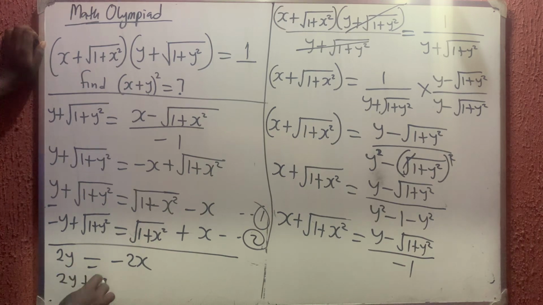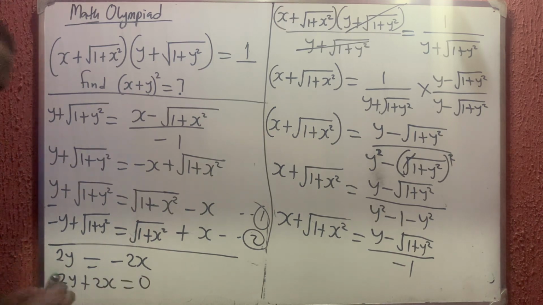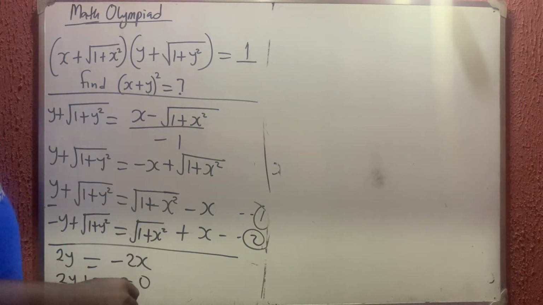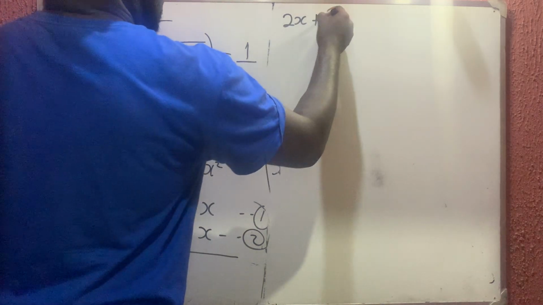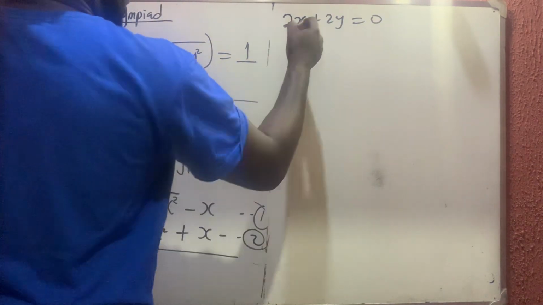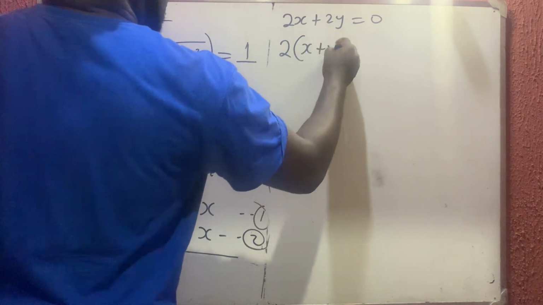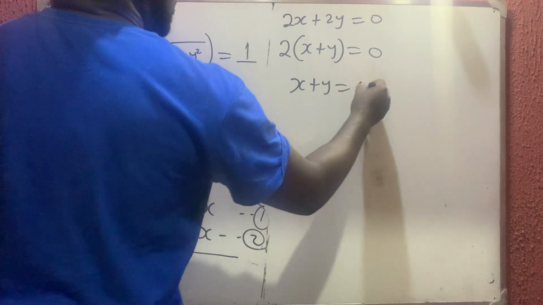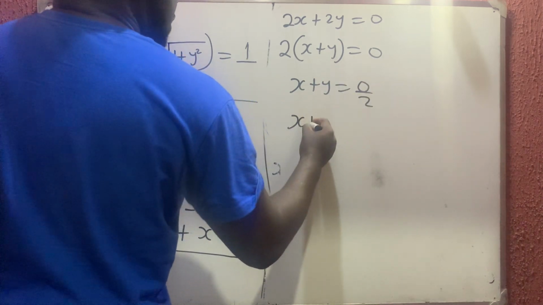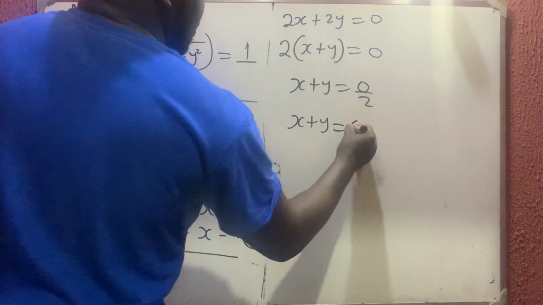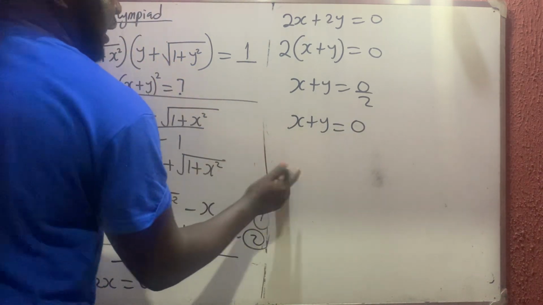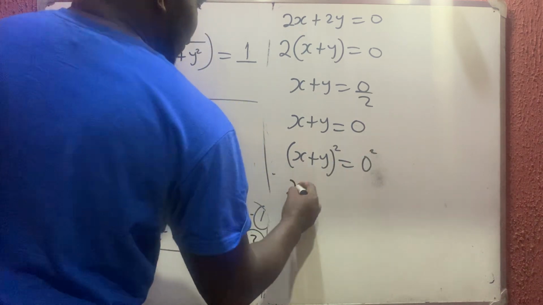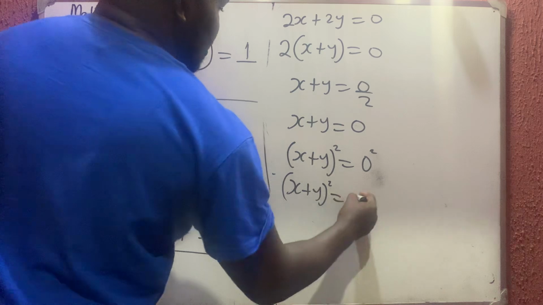Okay, so this one coming here, I'm going to have that 2y plus 2x is equal to 0. Okay, so having that, if you arrange it very well, 2x plus 2y is equal to 0. So if I factorize, I'm going to have 2 into x plus y is equal to 0. So divide both sides by 2 to have that x plus y is equal to 0 divided by 2. So therefore, x plus y is equal to what? 0. Okay? So we're looking for the square, so we can square both sides. So therefore, x plus y all squared is equal to 0 squared. So therefore, x plus y all squared is equal to 0.